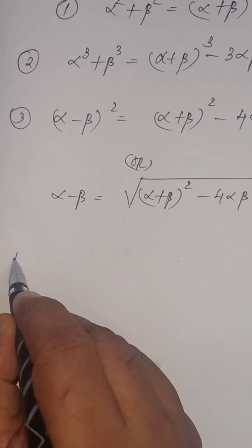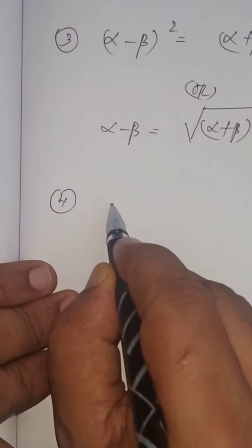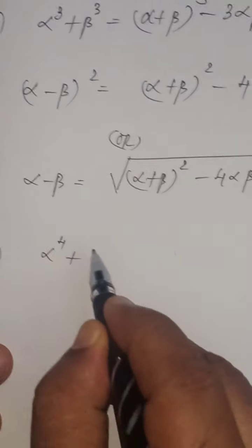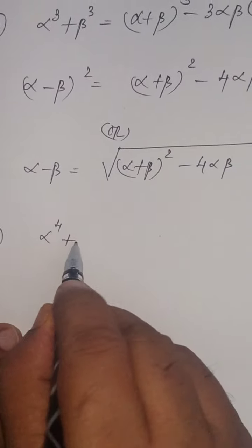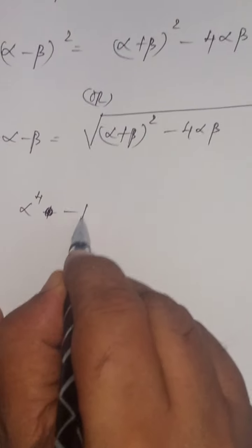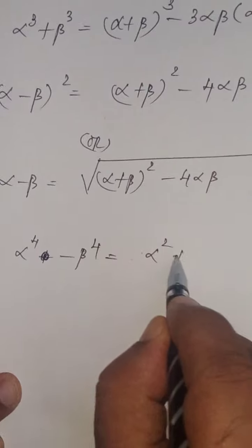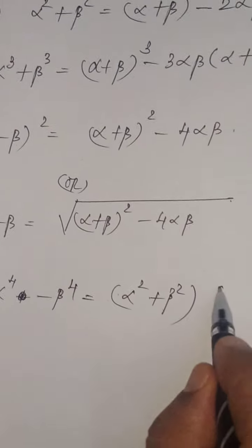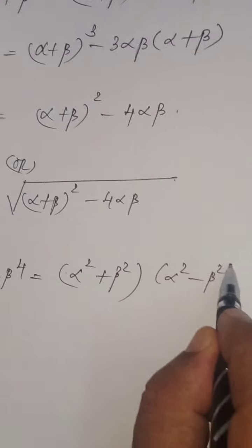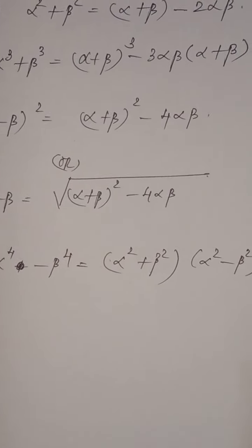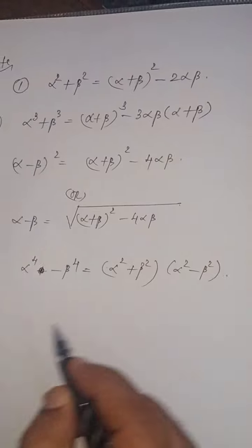Then fourth one, alpha power 4 minus beta power 4 is equal to alpha squared plus beta squared into alpha squared minus beta squared. So these are the identities to be applied.